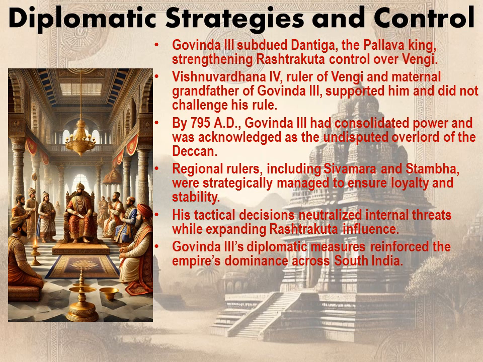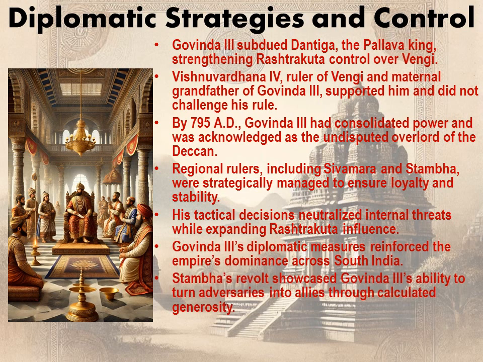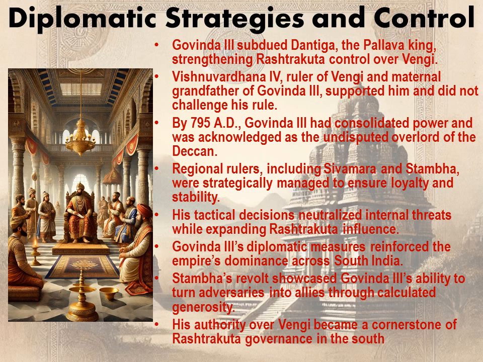Govinda III's diplomatic measures reinforced the empire's dominance across South India. Stambha's revolt showcased Govinda III's ability to turn adversaries into allies through calculated generosity. His authority over Vengi became a cornerstone of Rashtrakuta governance in the south.